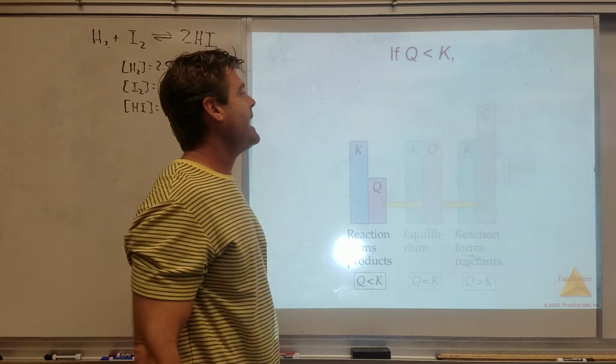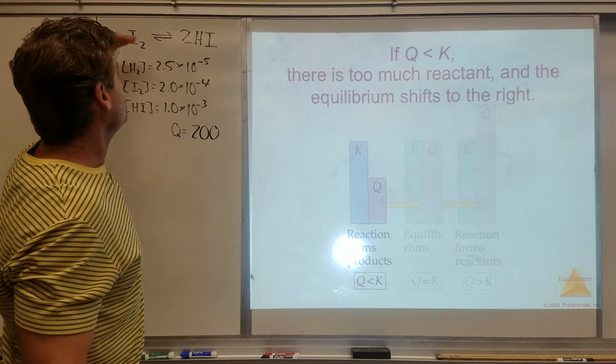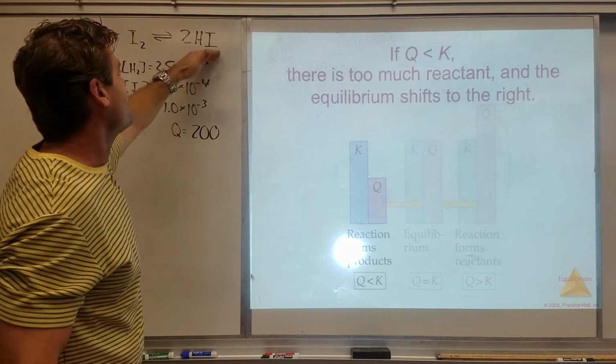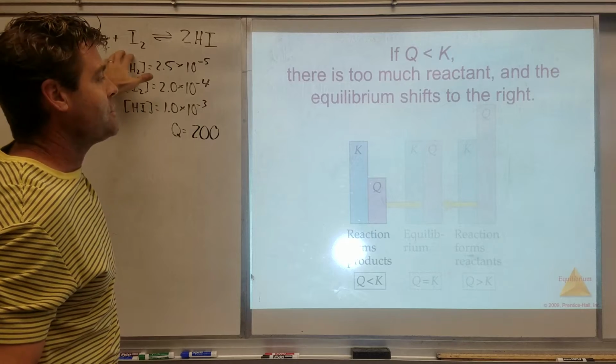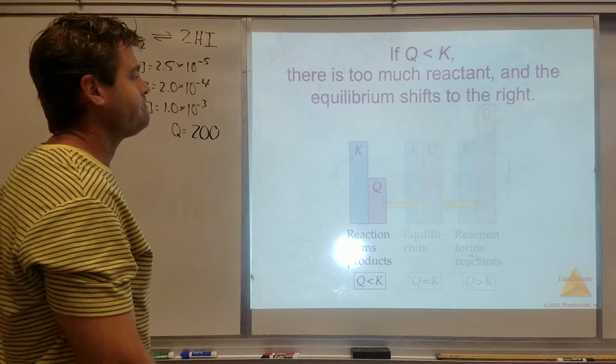So if Q is less than K, that tells you there's too much reactant and not enough product. There's going to be shifting to the right in order to produce more product, and use up some of the reactant, ultimately until you reach equilibrium where your Q is equal to your K.